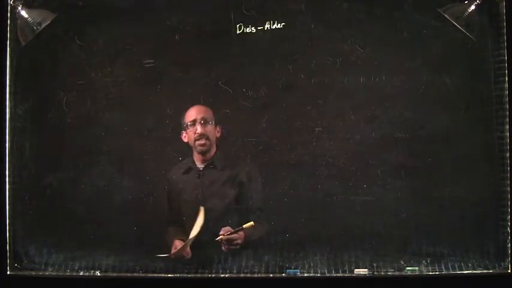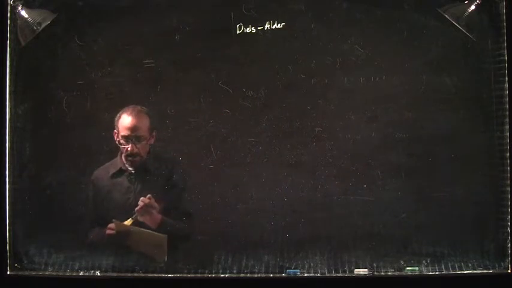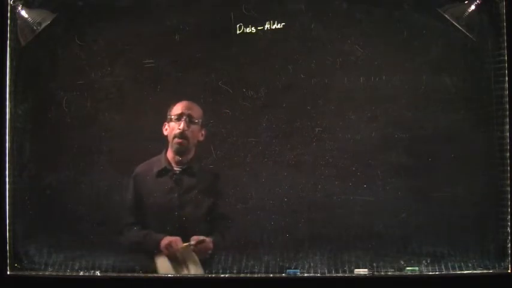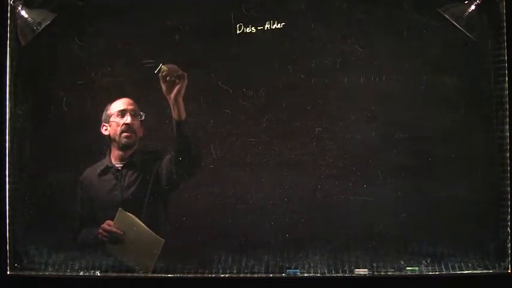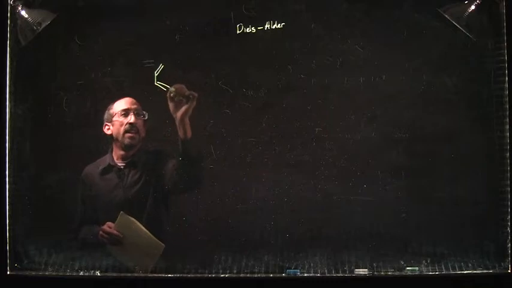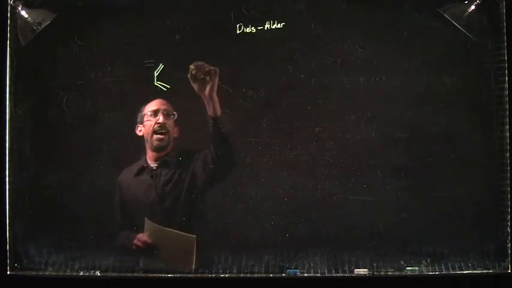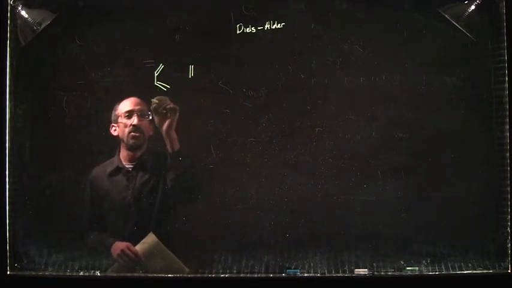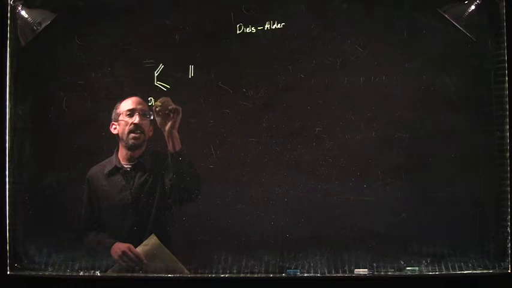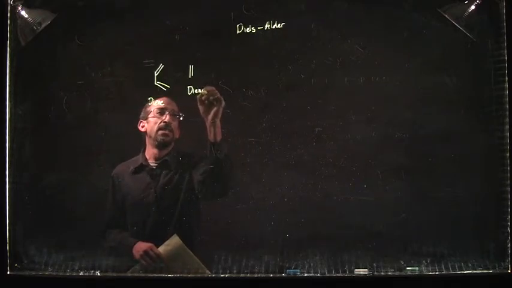So, in the Diels Alder reaction, what we have are two molecules, one called a diene, which we just saw in topic 22. So we have a diene, and we have another molecule with a pi bond in it known as a dienophile, a lover or seeker of dienes. So here's our diene, and this is known as our dienophile.